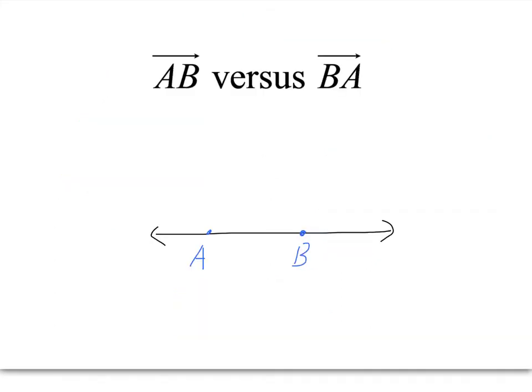Now let's talk about naming rays. Rays are a little tricky because they go in one direction. Looking at the figure I have here, if I'm interested in segment AB, for example, it's the segment that goes from point A to point B.